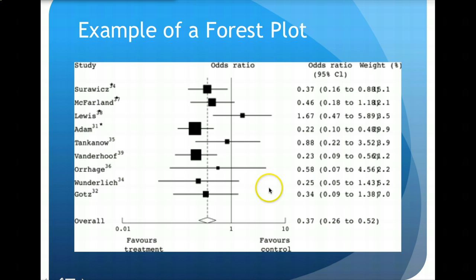Essentially, when you have a forest plot, you're looking at the results of a number of studies that have been pulled together. And the names of those studies are usually on this side, what you see here. So these are the names of the studies that were pulled together.